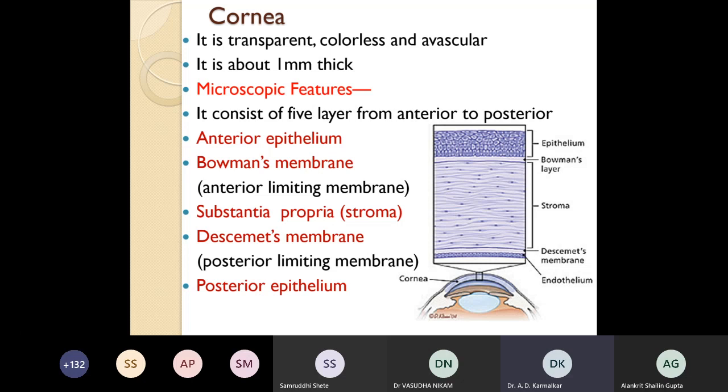You should be able to remember all these 5 layers starting from the anterior to the posterior layer. To remember easily, just remember the alphabet A, B, C, D, and E. A stands for the anterior epithelium, B stands for Bowman's membrane, C stands for the connective tissue stroma, D stands for Descemet's membrane, and E stands for the endothelium. Right? So these are the 5 layers. Now we should be able to describe those 5 layers in detail and correlate them with their function.